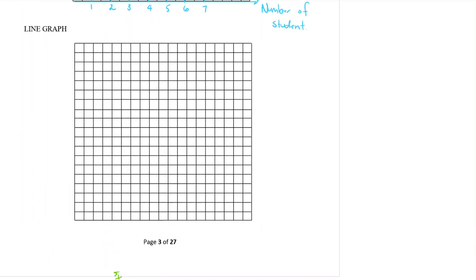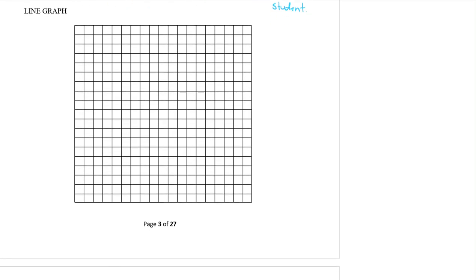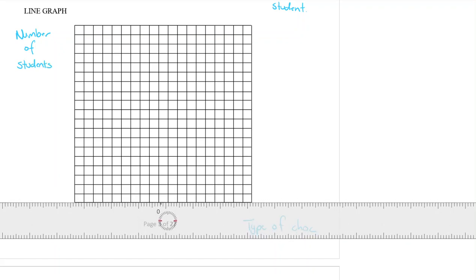A line graph. A line graph is set up like the column graph that we started, or very similar. There is a small change. We're going to have the type of chocolate back down on the horizontal axis, and we're going to have the number of students back on the vertical. Let's just draw our lines in.